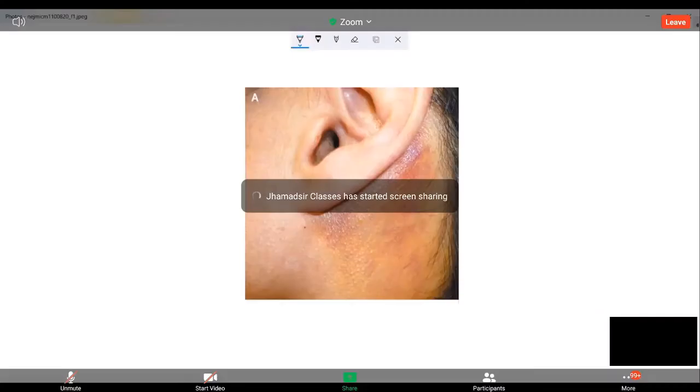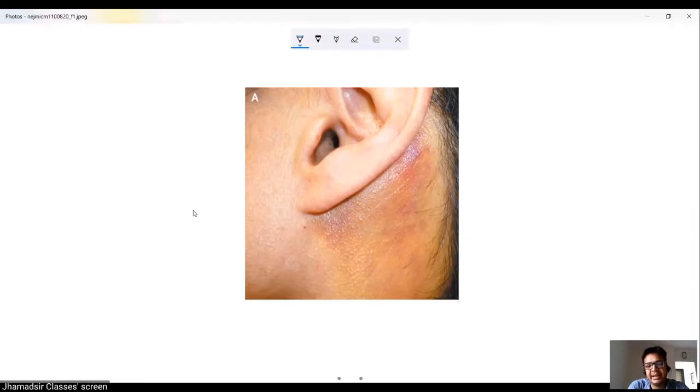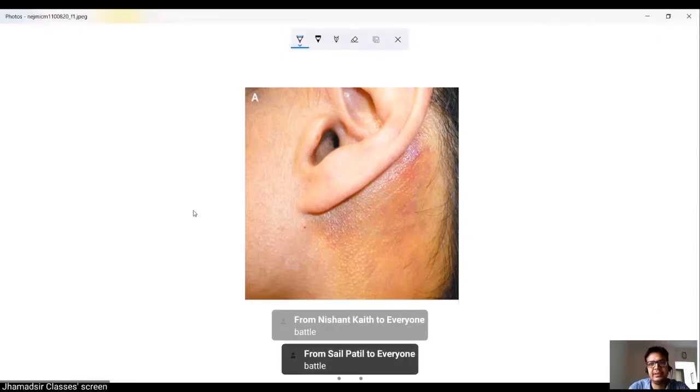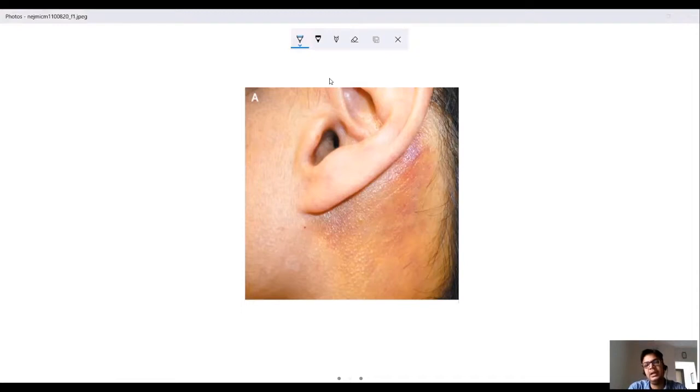Anyone who can tell me what is the name of the sign? Anyone? I'm expecting this answer from you. Actually, this image came in one exam. Yes, Jabin, it is a battle sign. Very good. Bruise at mastoid tip by middle cranial fossa. It is ectopic bruise. It is a battle sign.